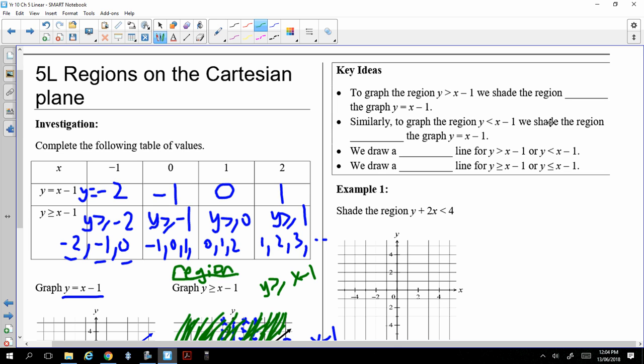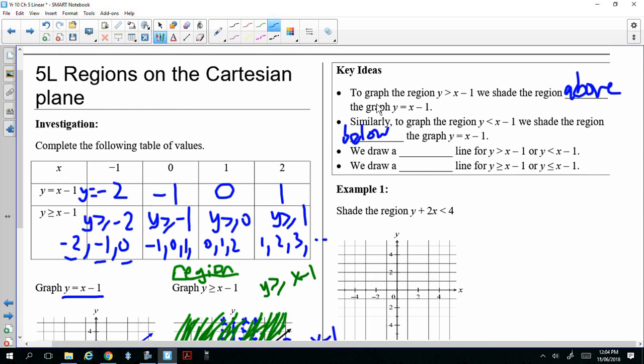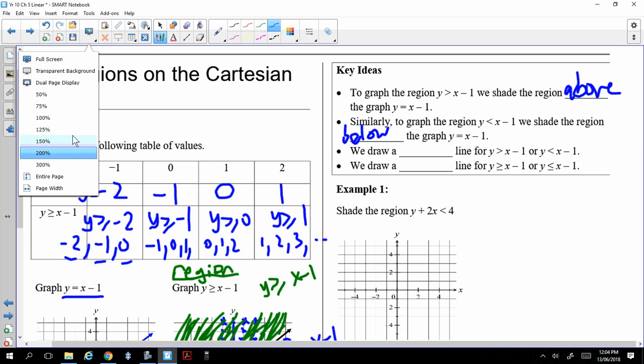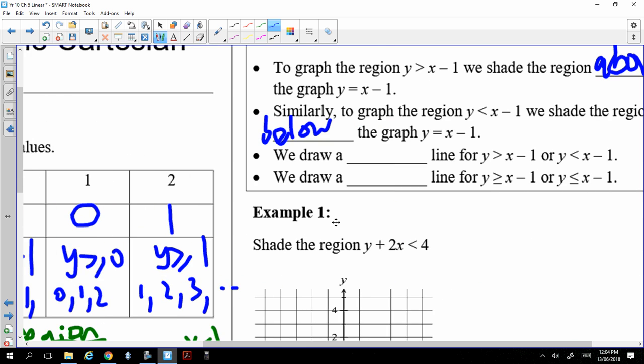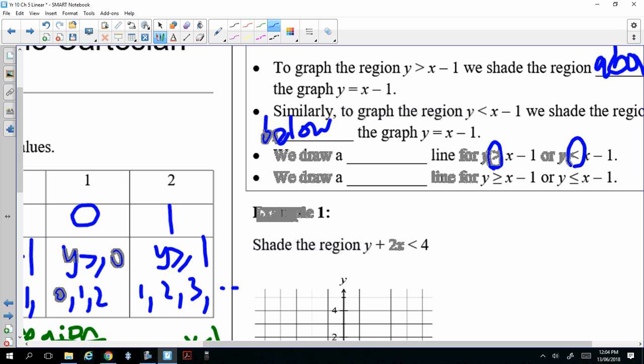It's a pretty simple rule. Bigger than above, less than below. Now there's a rule about this. If it's greater than or less than, we have to use a special type of line. In this case, we have to draw a dotted line. If it's greater than or less than without the equal to, you use a dotted line because we don't include the line. Whereas when it's greater than or equal to, we use a solid line like we did before. Okay?